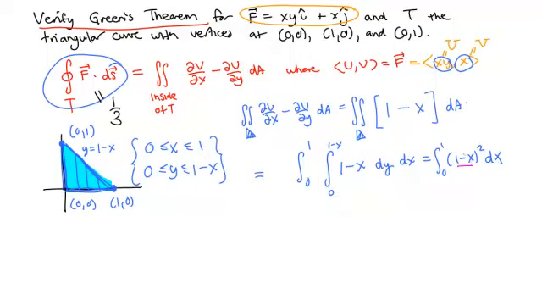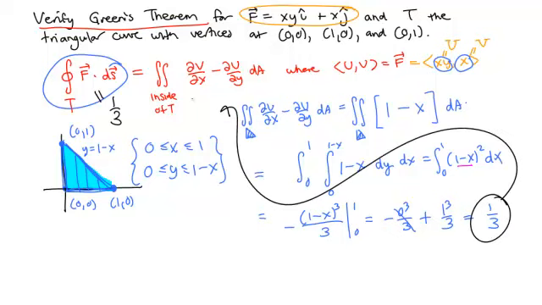Now this is another good candidate for u substitution, and if we do that, we're going to get as an antiderivative (1 minus x) cubed over 3 times -1, evaluated from 0 to 1. Now, if we plug in 1, we're going to get -0 cubed over 3. If we plug in 0, we're going to get minus 1 cubed over 3. And that's 1/3. And so we found that the double integral also evaluates to 1/3. And so we verified Green's theorem, that both the line integral and the double integral are the same.